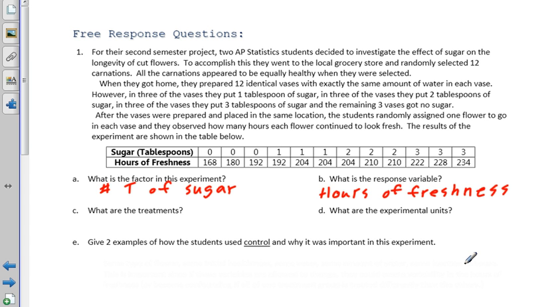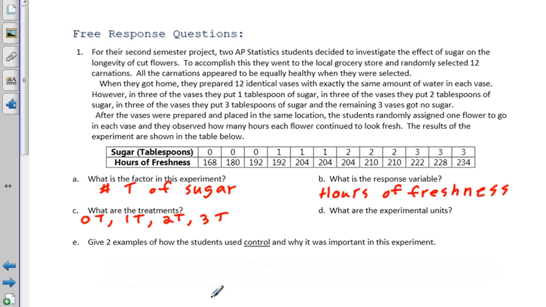So what are the treatments then? That would also be a little bit more specific. The difference here is that you're looking at the specific treatments that they got. Based on that, it looks like 0 tablespoons, 1 tablespoon, 2 tablespoons, 3 tablespoons were the treatments. So there were 4 treatments.